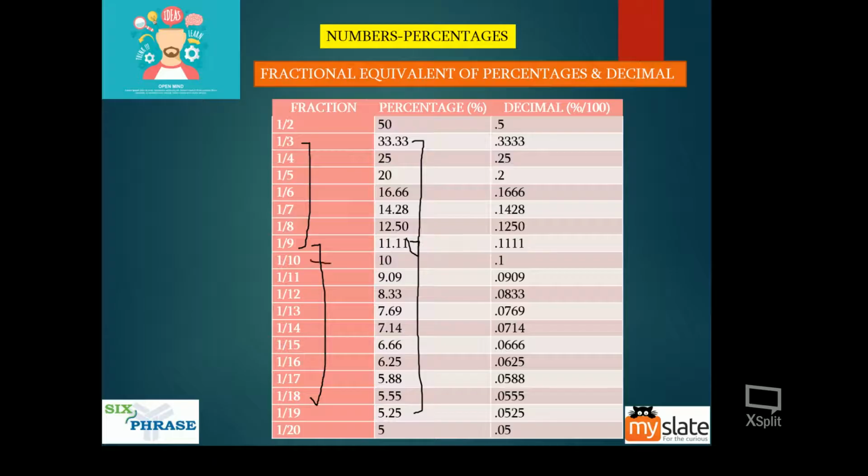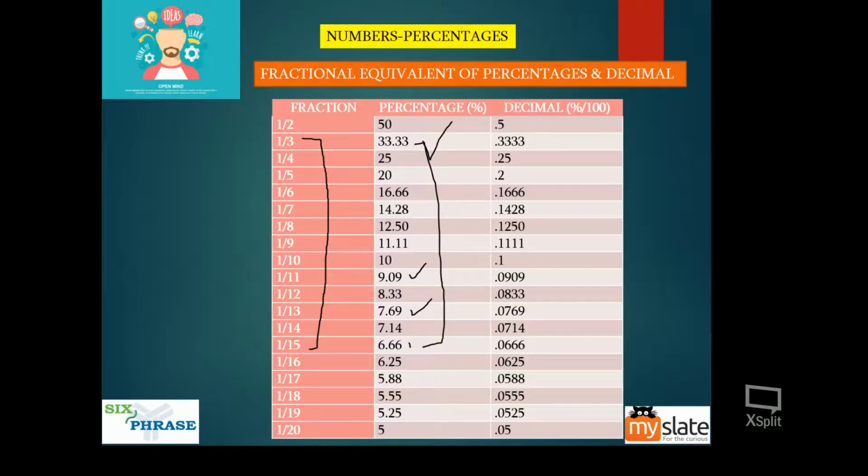Now 1 by 20 is half of 1 by 10, so here it is 10 and here it is 5. Now other values, for example 1 by 11 is 9.09 percentage, 1 by 13 is 7.69 percentage, 17. Okay, so 1 by 15, you know, right? How do you derive 1 by 15? 1 by 3, you know, guys, it is 33.33 percentage. Now how do you get from 1 by 3 to 1 by 15? You divide it by 5. So you divide this by 5, what do you get? You get 6.66. So like this, you can remember 1 by 15 is 6.66.